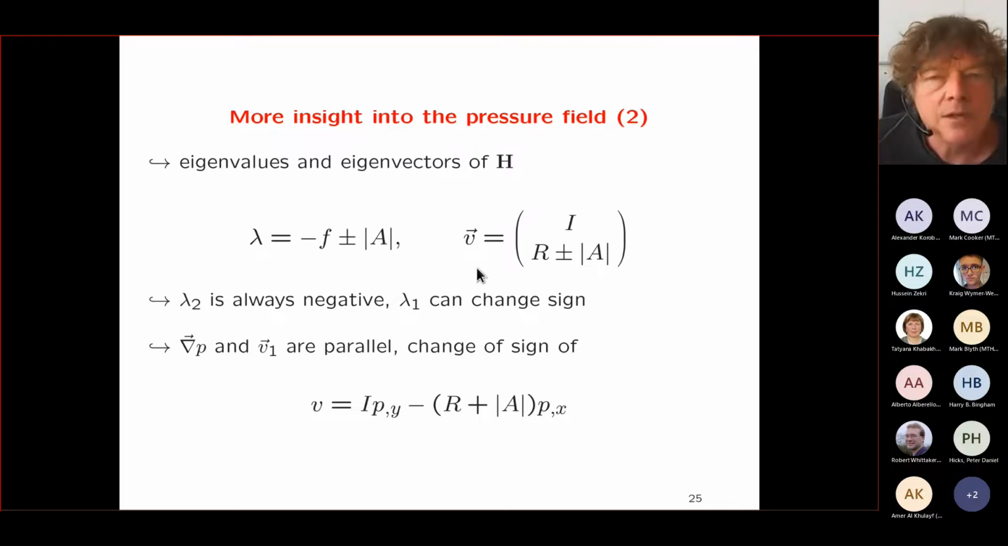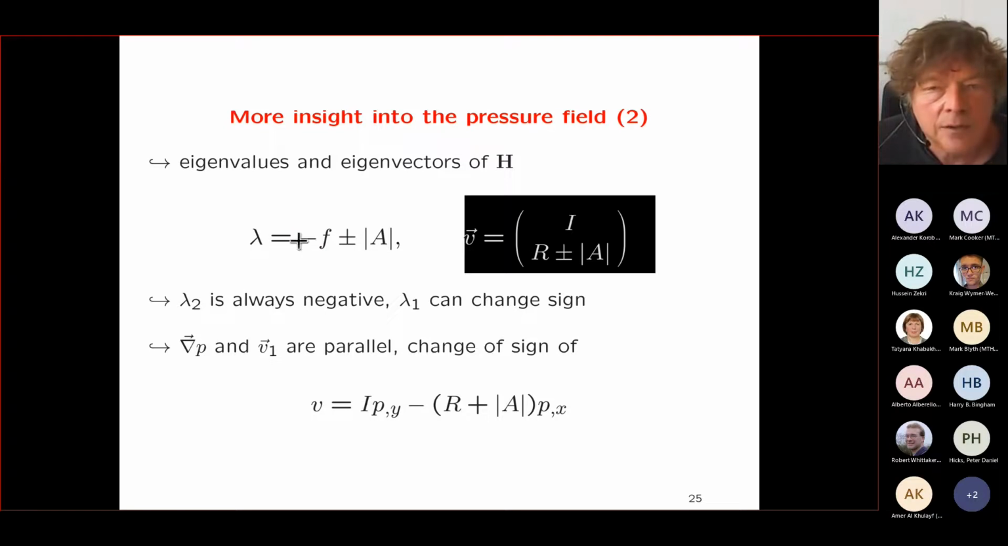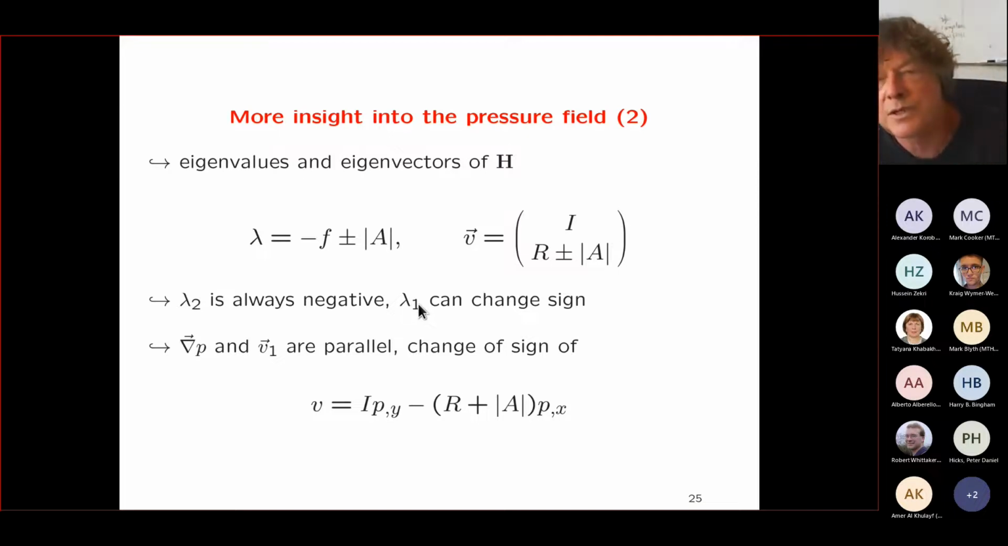But we are more interested in other properties of this matrix. For example, its eigenvalues, which are here, and its eigenvectors. You can notice that one of them, minus f minus modulus of a, is always negative. We will denote it lambda 2, and the other one can change sign. Associated to this special eigenvalue, we also calculate the eigenvector, which will be denoted v1.